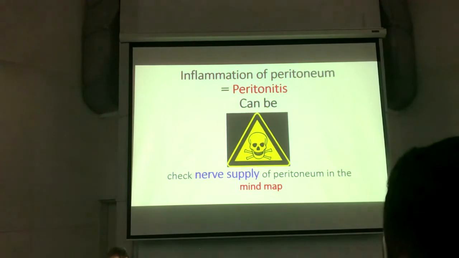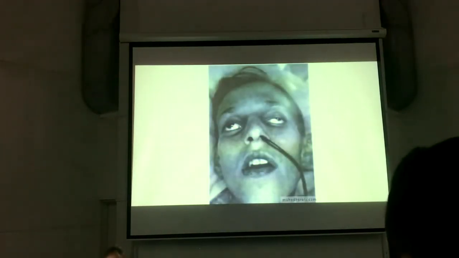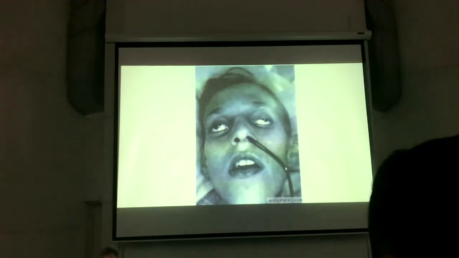Now, the abdomen is lined with the peritoneum, and inflammation of the peritoneum is called peritonitis, and it can be fatal. And it is very painful. And the pain is explained in the mind map that I will put on e-learning. This is the typical face of a case of peritonitis. Typical face, sunken eyes, lying in bed with a nasogastric tube.